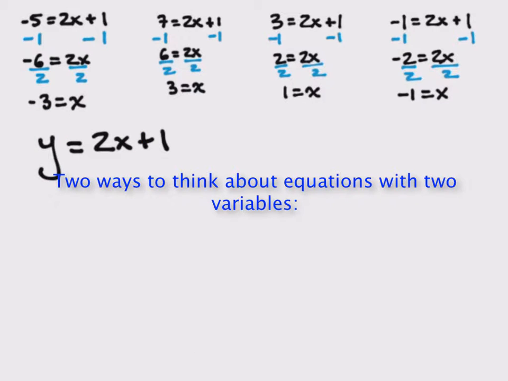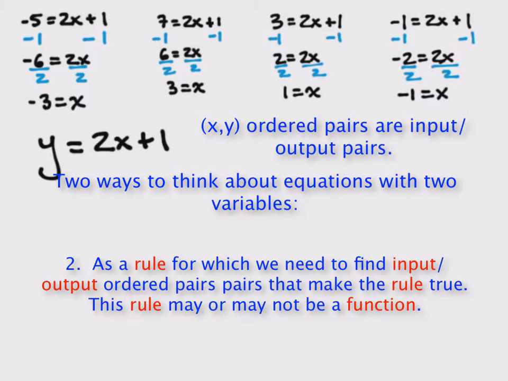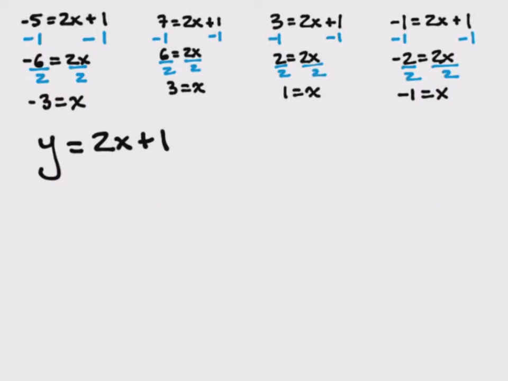The other way to think about it is as a rule, where y is the output and x is the input. In that case, we're looking for all input-output pairs to our rule that make the equation true. This rule may or may not be a function. But whether you consider y equals 2x plus 1 an equation or a rule, either way, we're still looking for ordered pairs, and we're going to try to find all the ordered pairs that work for y equals 2x plus 1.